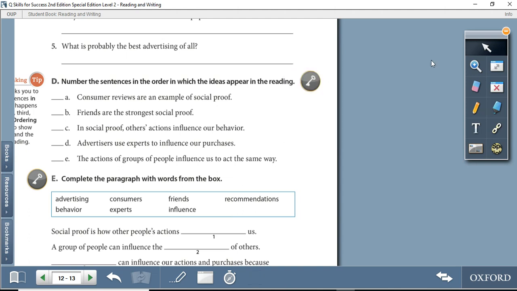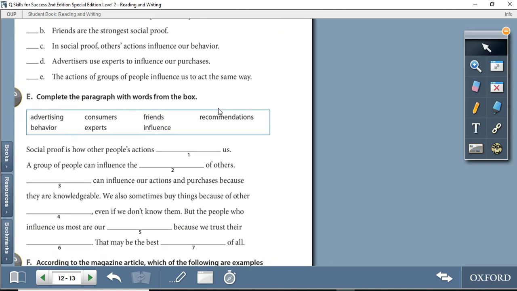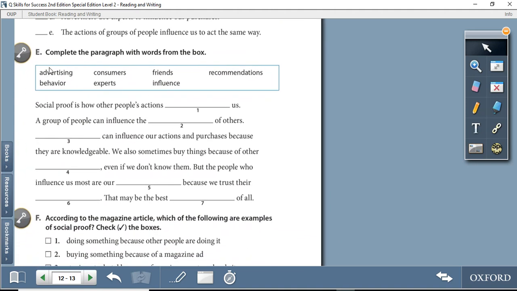Moving on to activity E. Complete the paragraph with words from the box.